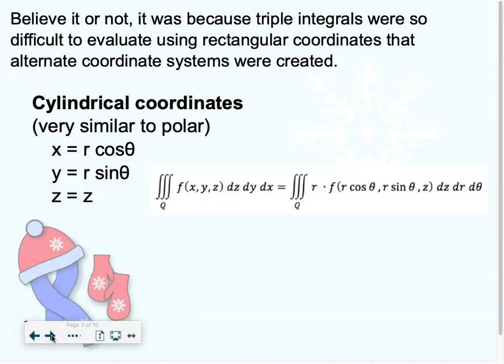Cylindrical coordinates are really just polar coordinates with a z. That's really all they are. So, cylindrical coordinates: your x is r cosine theta, your y is r sine theta, and your z is z. It's just polar with a z.